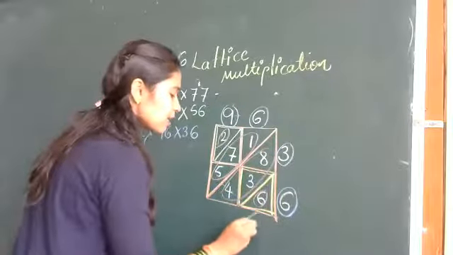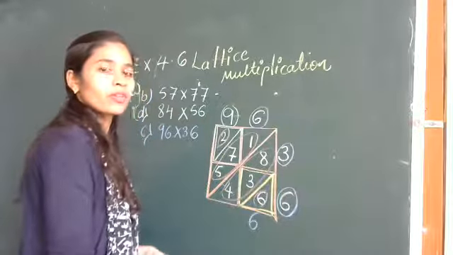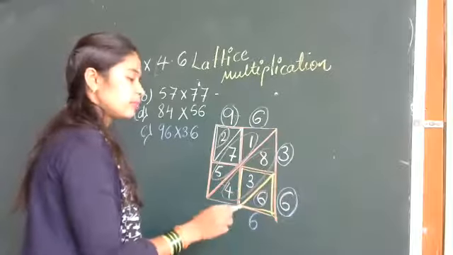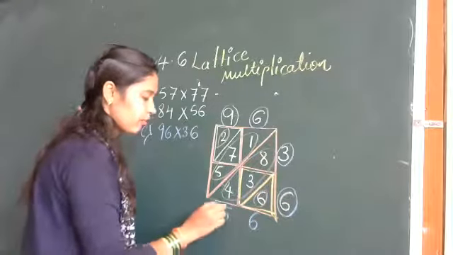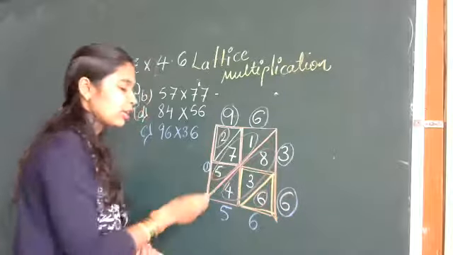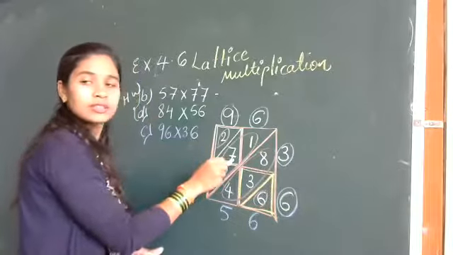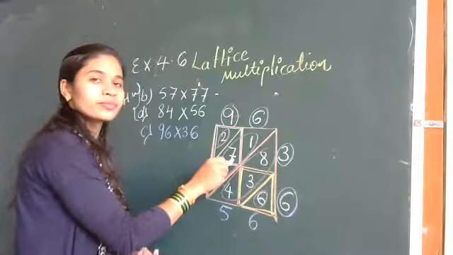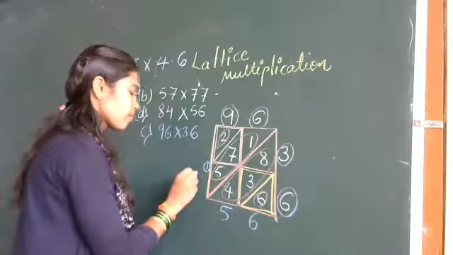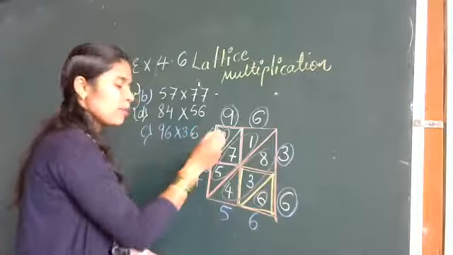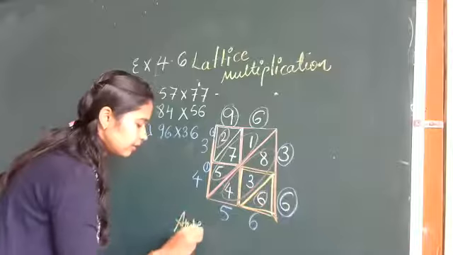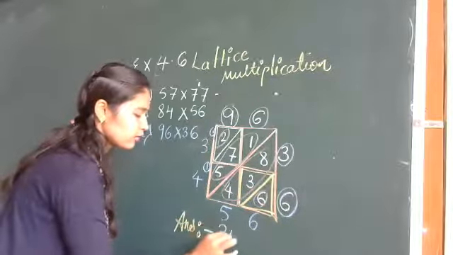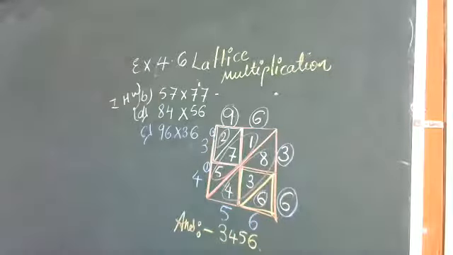So here comes first a 6. 4 plus 3, 7. 7 plus 8, 15. So 5 will be here. 1 will be carried to this diagonal. 1 plus 5 is 6, plus 7, 13. 13 plus 1, 14. So 1 will be carried here. 1 plus 2, 3. So what will be your answer? Yes. The answer will become 3456.